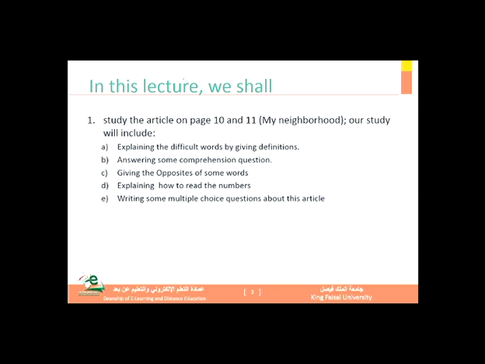The title of the article is My Neighborhood. The study of this article is going to include explaining some difficult words by giving their definition. Then we will have to answer some questions about this article so that we can understand what it is about. We will also give some opposites. We will have some vocabulary and their opposite meanings. Again, we are going to explain how to read the numbers in English. Then we will write some multiple choice questions at the end of this article.